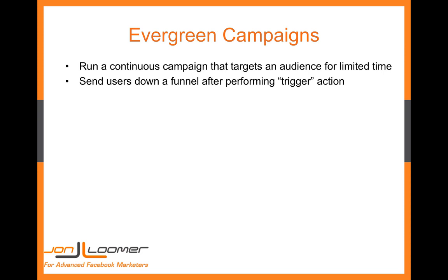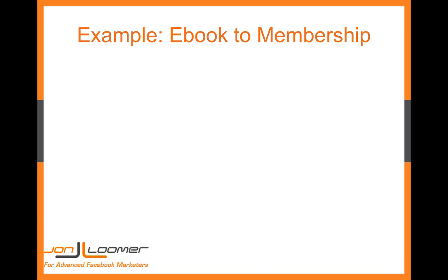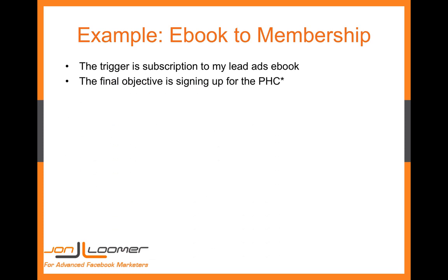In this case, it could be they registered for my webinar. That's the trigger action that they only do once. And then I show that same user different ads every few days. This is all possible through the use of durations with custom audiences. So for the first 4 days they see one ad, the next 4 days they see another ad, the next 4 days they see another ad. An example is my ebook to membership evergreen campaign that I did, and it triggers on a subscription to my old lead ads ebook. And the final objective is signing up for my Power Hitters Club.